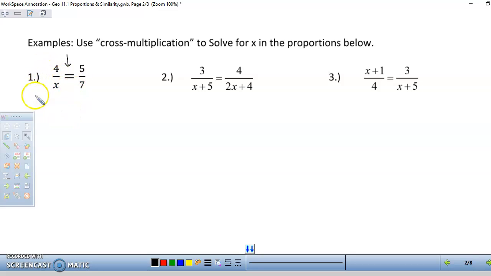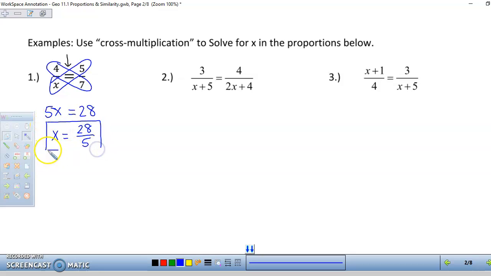What you probably remember from last year is your teacher may have done something like this, where you just circle the cross multiplication, and then you just rewrite a new equation. So 5x should be equal to 28. Divide by 5 on both sides, and you do get 28 over 5. And as always, that is a perfectly fine answer.